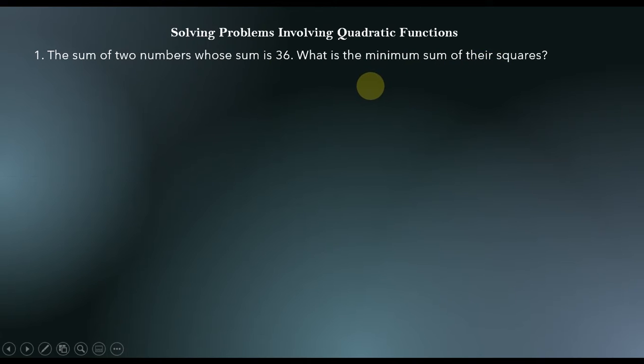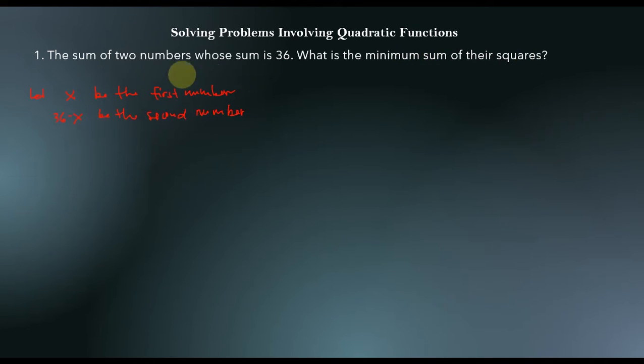So the first thing you will do is to assign a variable for a number. Let x be the first number. And then, since the sum of the two numbers is 36, if I subtract x from 36, I can get the second number. The question here is the minimum sum of their squares.